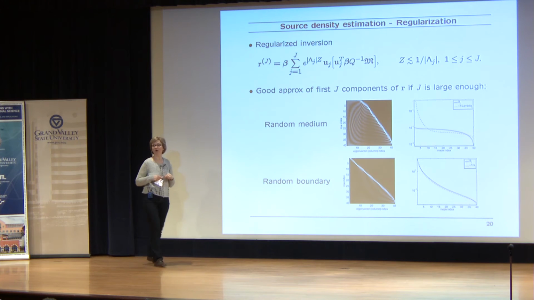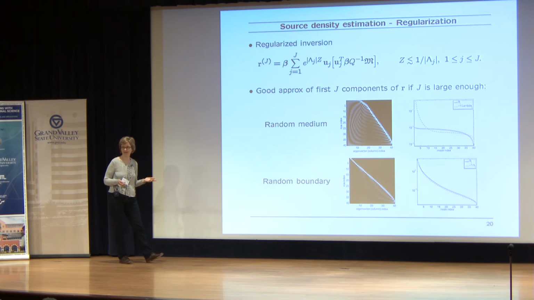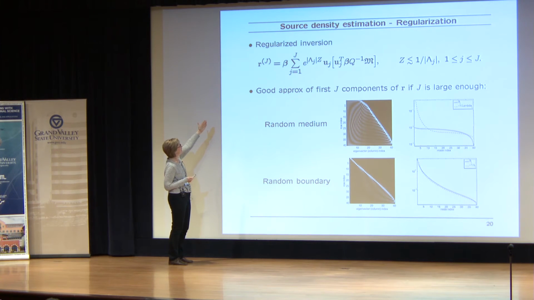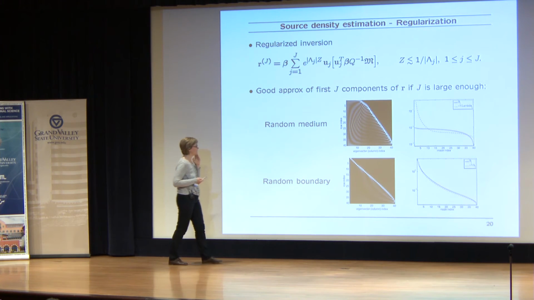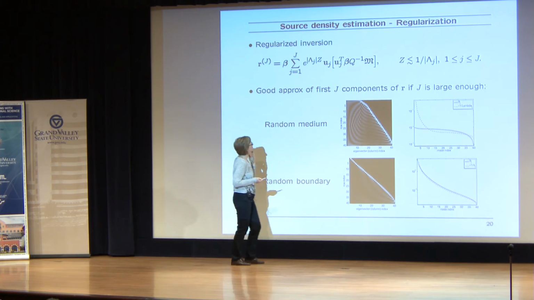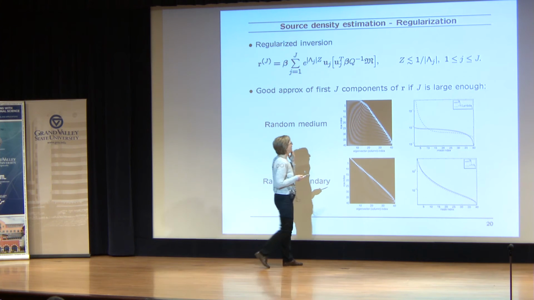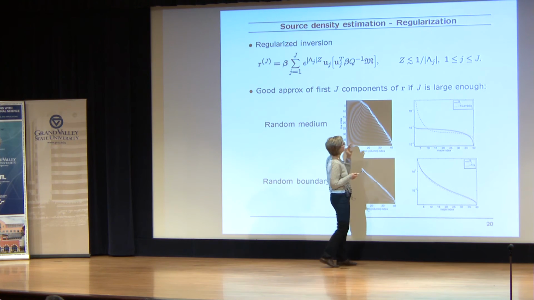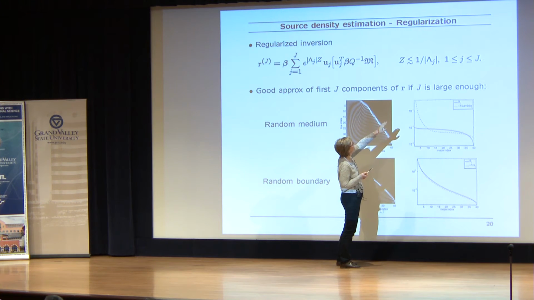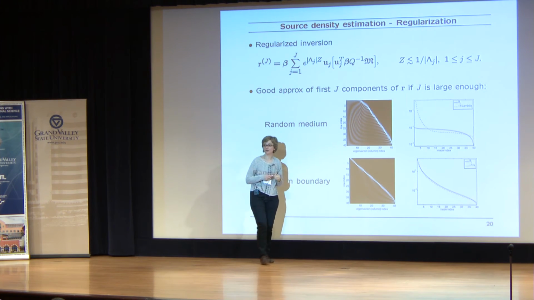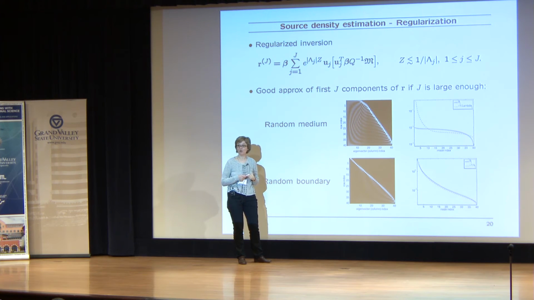And of course, now the question is, how good is this Rj? How close is it to the true R? And the answer is, well, it depends. It depends how far you are in the medium. So in other words, if there are many components, J, for which this relation is true, then you actually do very well. You can actually get the first J components correctly.